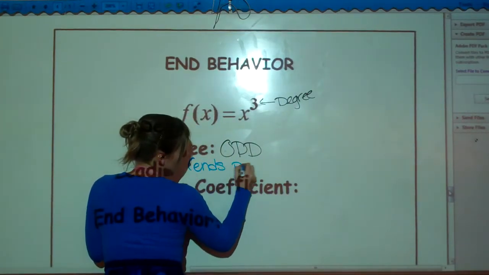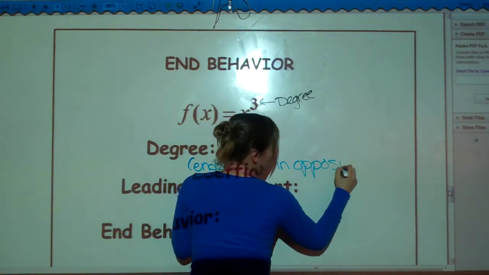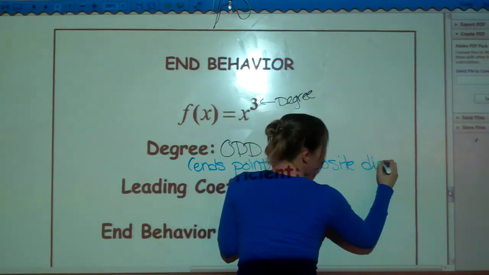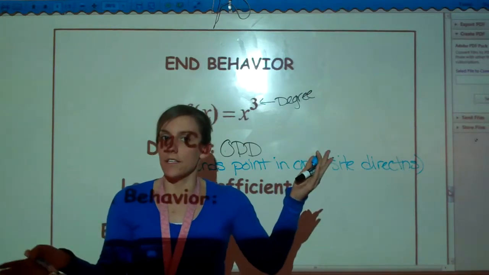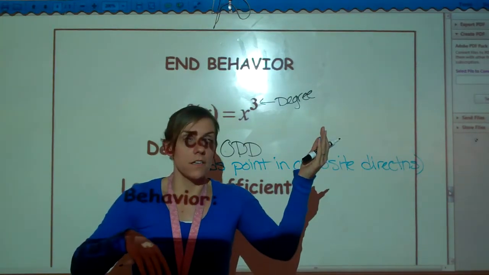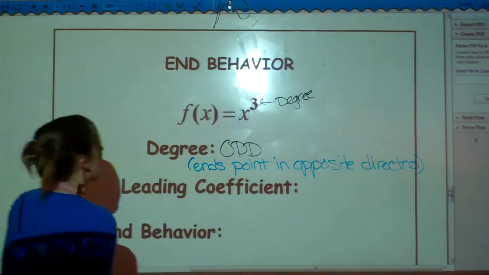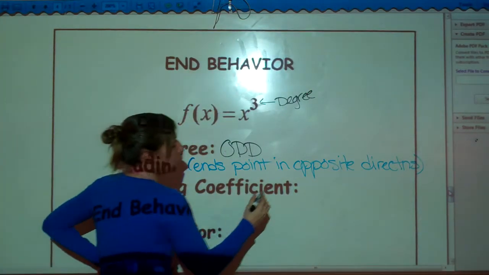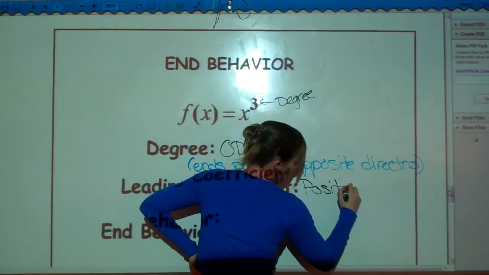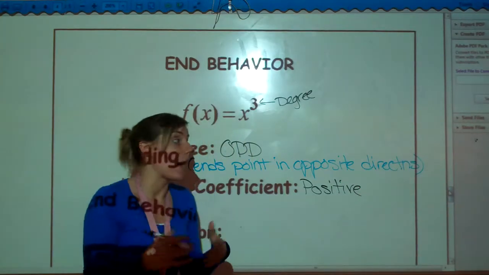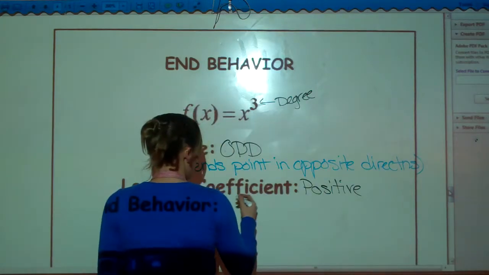Ends point in opposite directions. So if the left is going up, the right is going to go down. If the right is going up, the left is going to go down. I don't know if I said that right, but that's okay. All right, so that's because it's odd. The leading coefficient is 1, so that's positive. And we've already talked about how positive means that the right side points up.